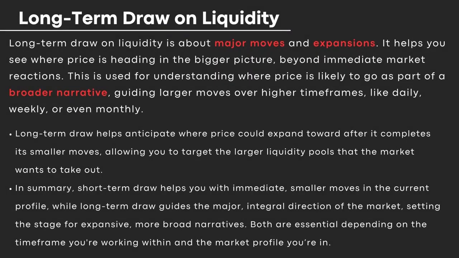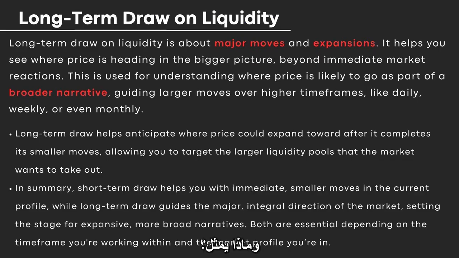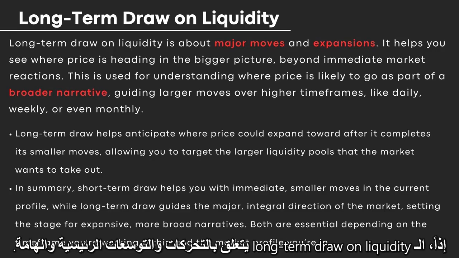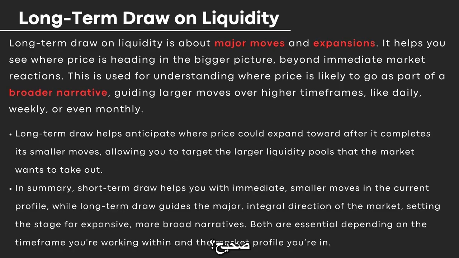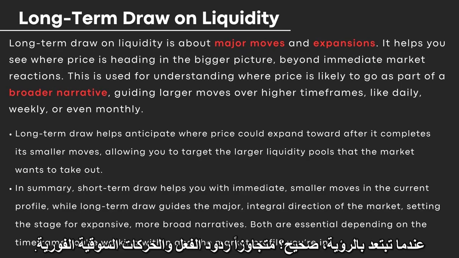Moving on, next up we've got the long-term down liquidity, right? And in this slide, we're going to discuss what long-term down liquidity is, what does it mean, what does it stand for, and how to actually use it so that it can assist us in our analysis and execution. So, long-term down liquidity is about major and significant moves and expansions, right? It helps you determine and see where price is heading in the bigger picture when you zoom out, right? Beyond immediate market reaction and movements, right?